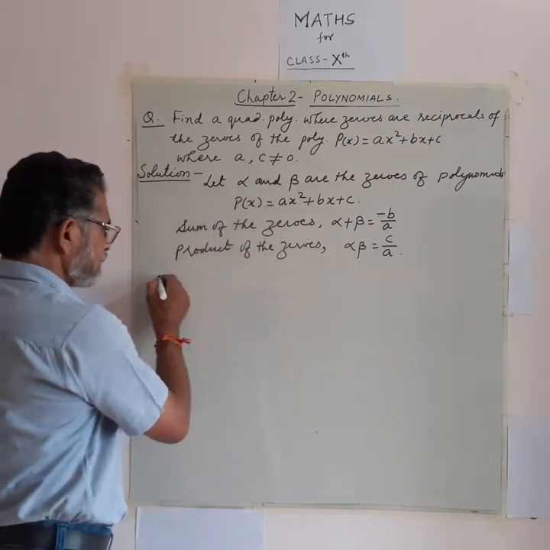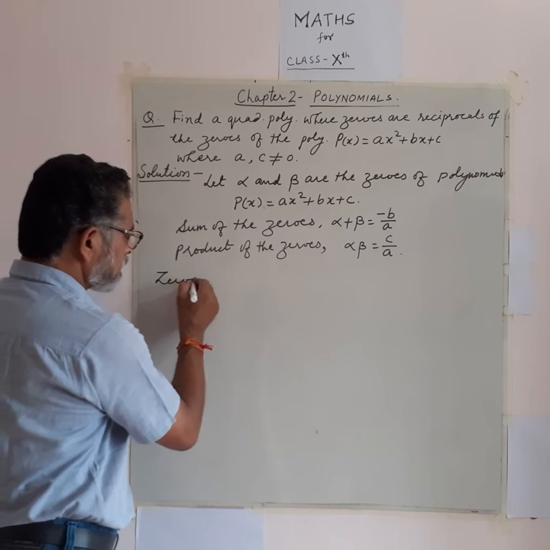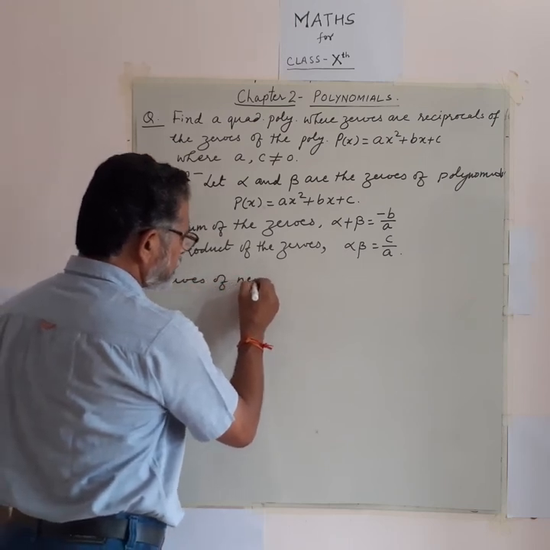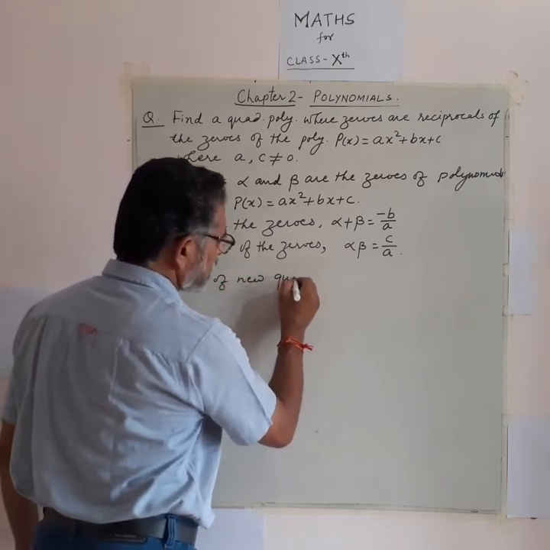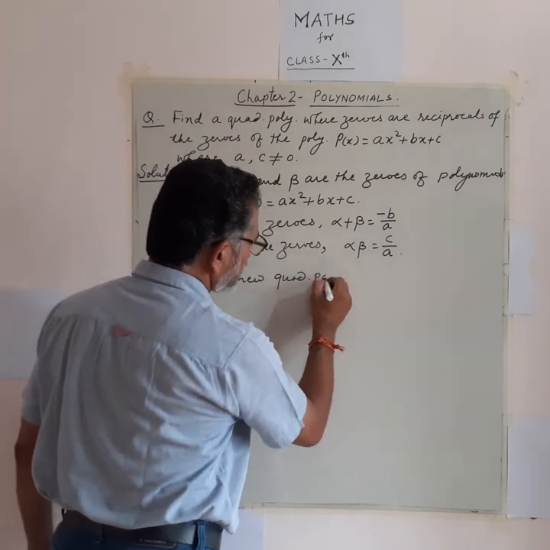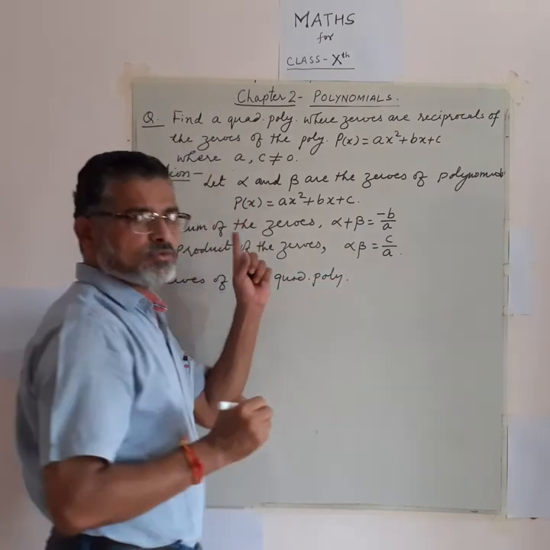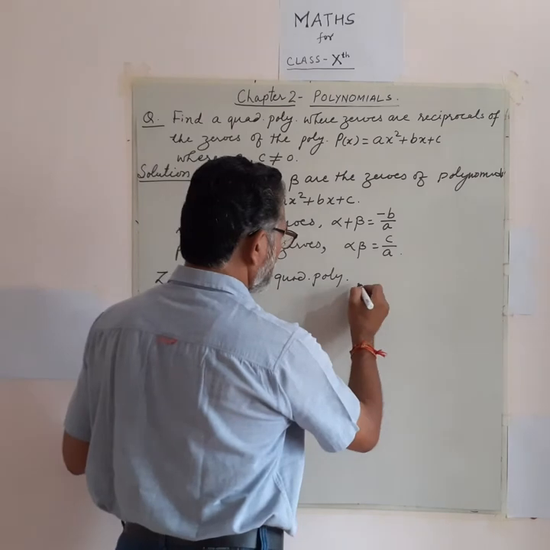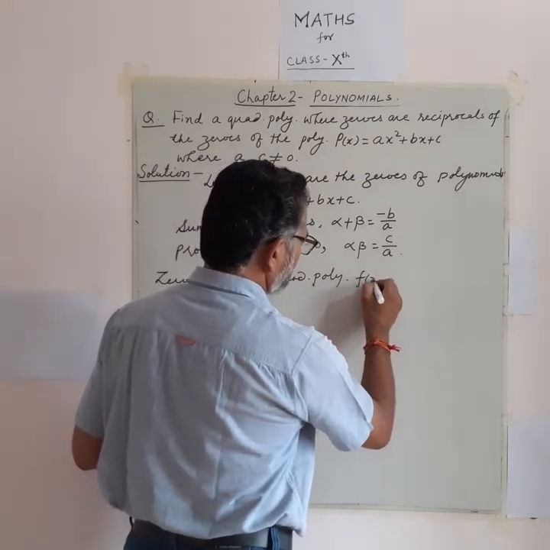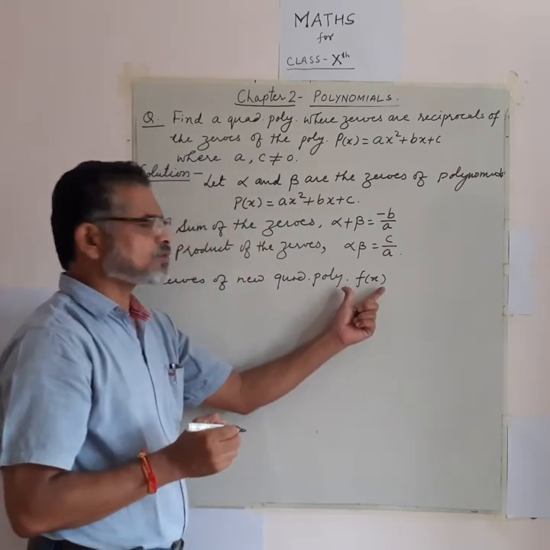So the zeros of the new quadratic polynomial which we have to find, that is, let it be f(x), जो हमें फाइंड करना है उसको हमने f(x) लिया हुआ है.